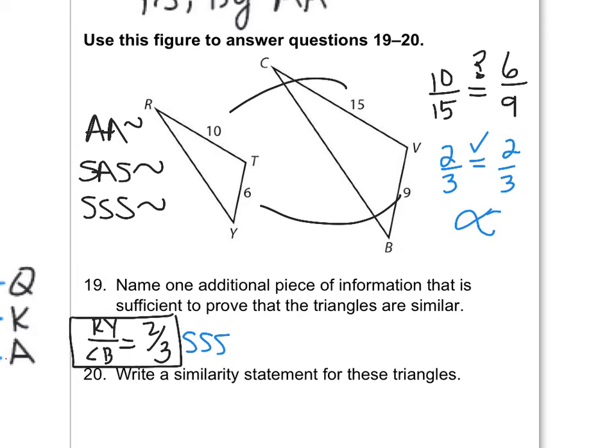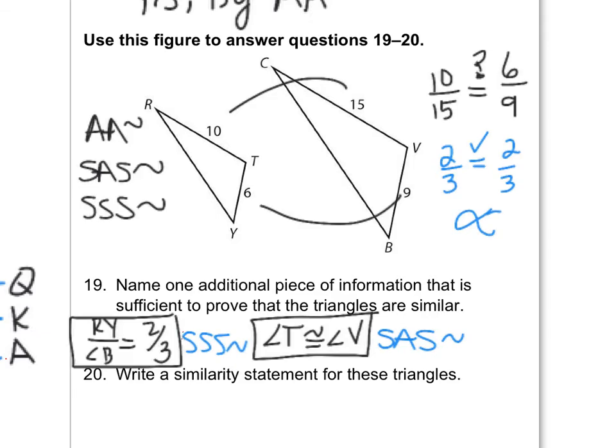Now we're trying to do side, angle, side. So we would say angle T would have to be congruent to angle V. And then that would be a second way that we could do this problem. You could choose one or the other. But this one would be side, angle, side, similarity. And this one's side, side, side, similarity.